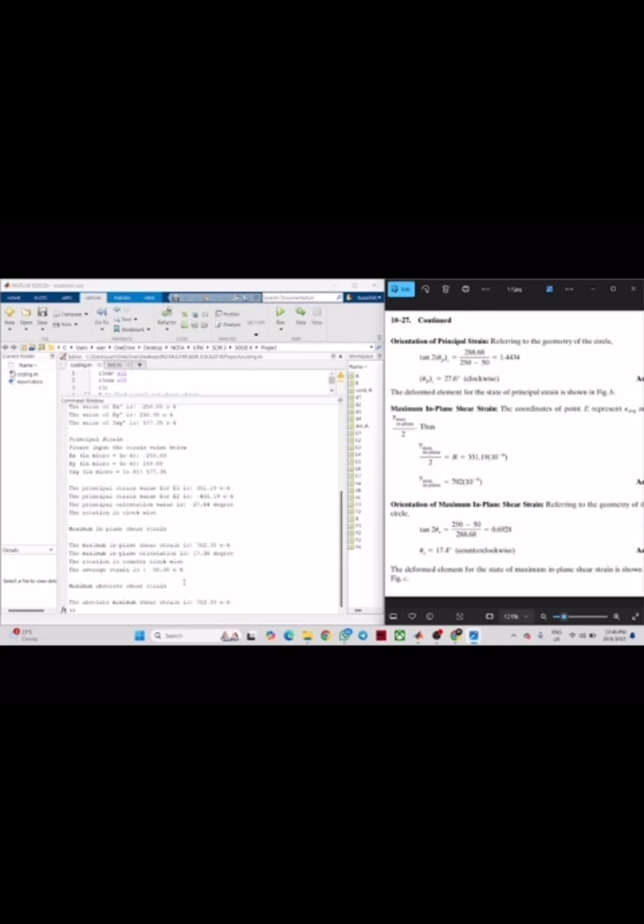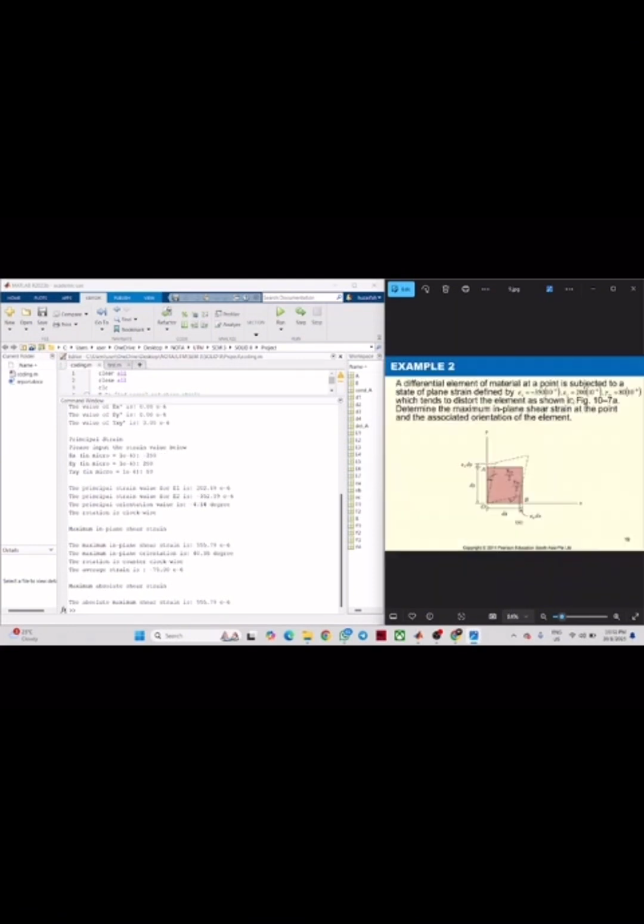The last question is for the maximum in-plane shear strain, which is 702, and the rotation is 17.36.